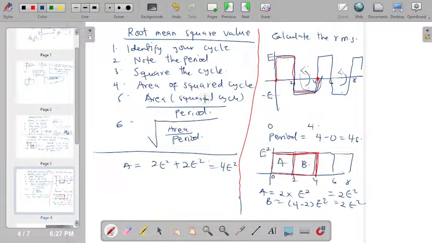Then we divide this area of the square cycle by the period, which is 4. So 4E squared over 4, this gives us what? E squared. Then finally, we take the square root of this expression, which cancels, and we get E. So E is now our RMS value for this entire waveform.